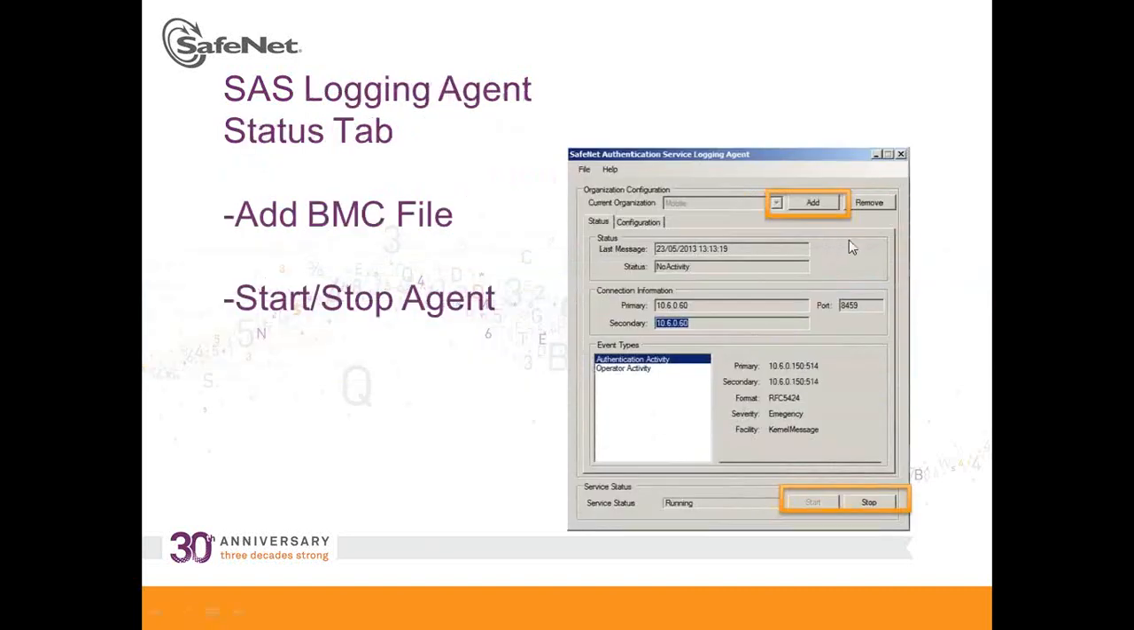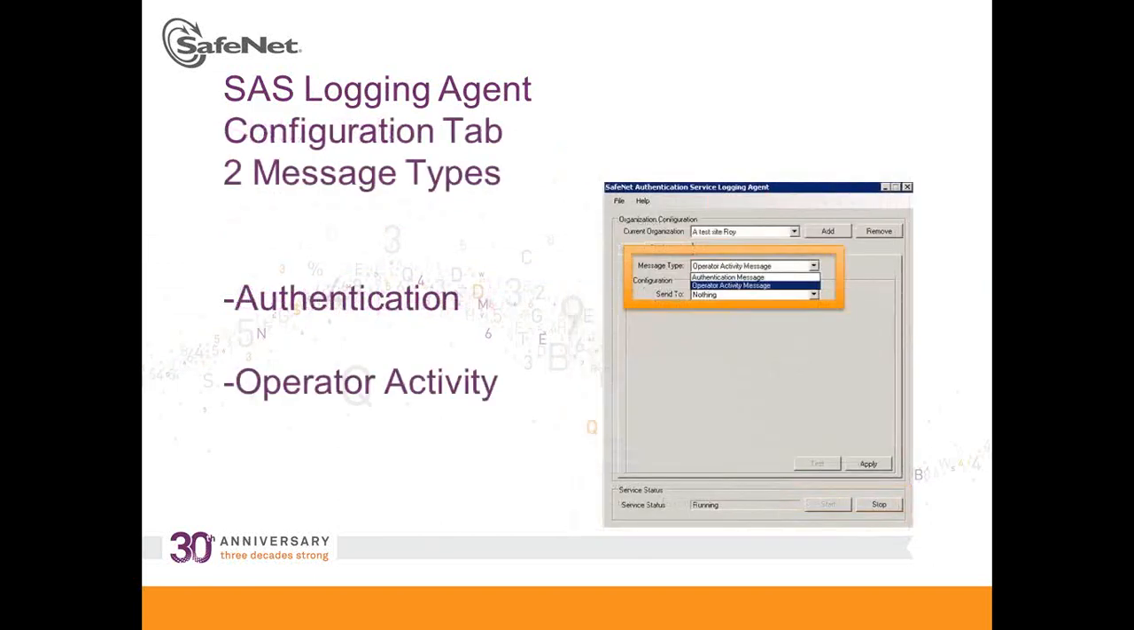So taking a look at the logging agent itself, again, we downloaded a BMC file for the logging agent. On the Status tab, we have the ability to stop and start this agent. On the Configurations tab, we have two types of messages that can be delivered to a file, event viewer, or syslog: authentication and operator activity.